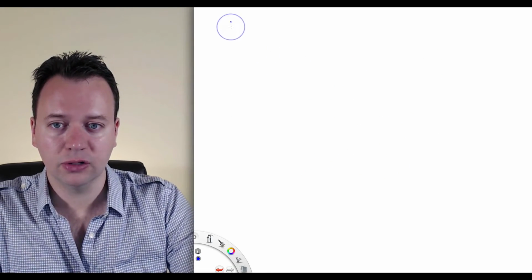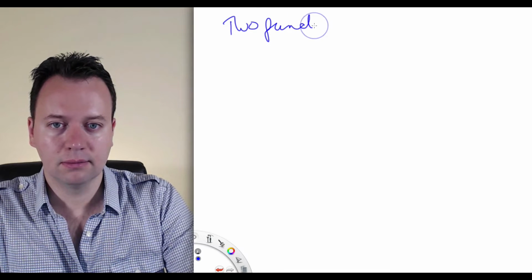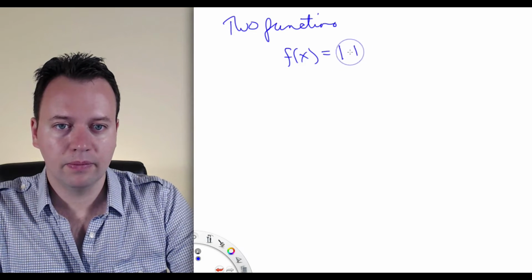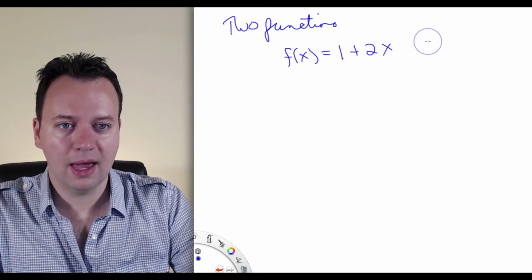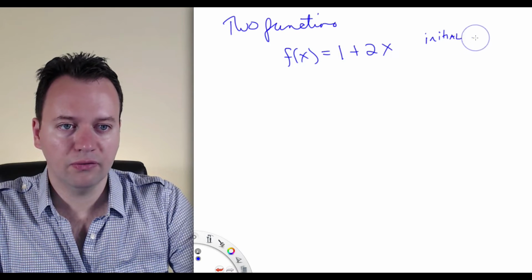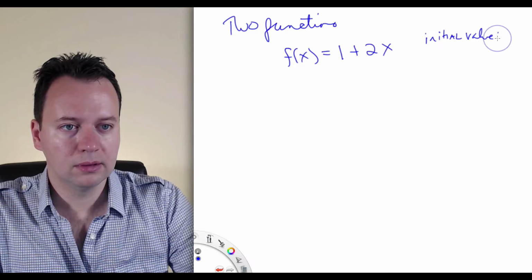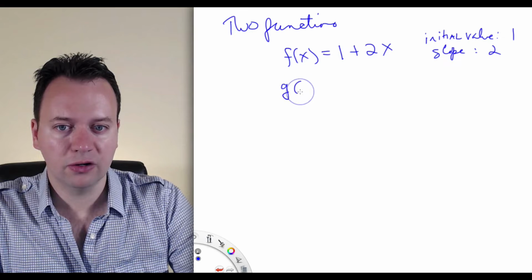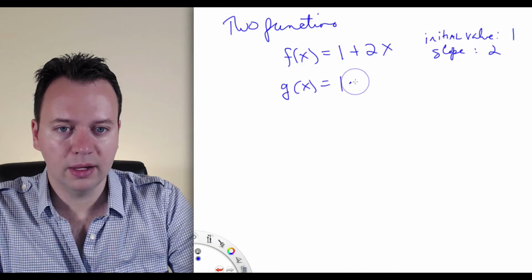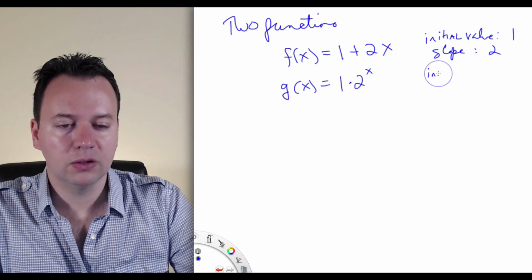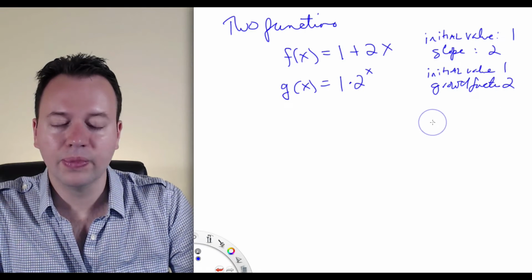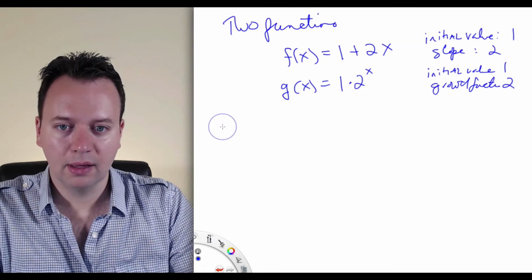Suppose we have two functions that are very similar, except one is linear, so it has an initial value or vertical intercept of 1 and a slope of 2, and then a second function, which we'll call g of x, that's just equal to 1 times 2 to the power x. So again, it has an initial value of 1 and a growth factor of 2. Let's see how these two functions compare.